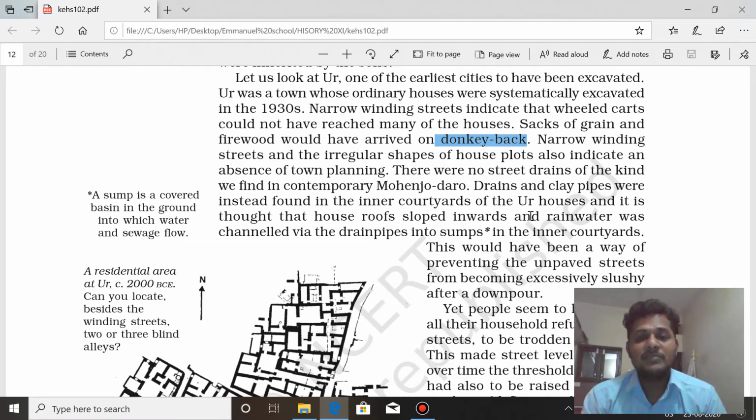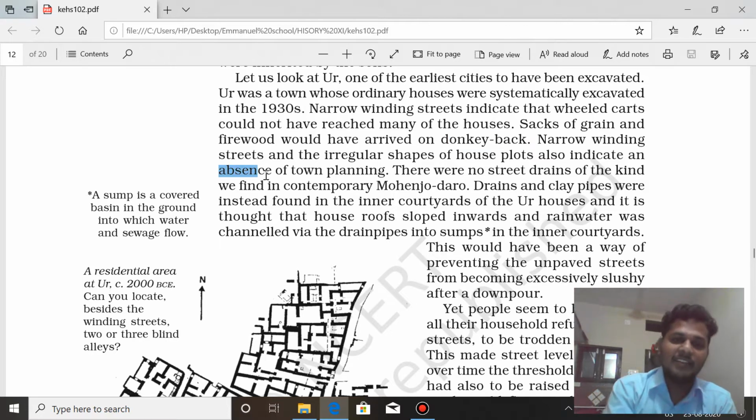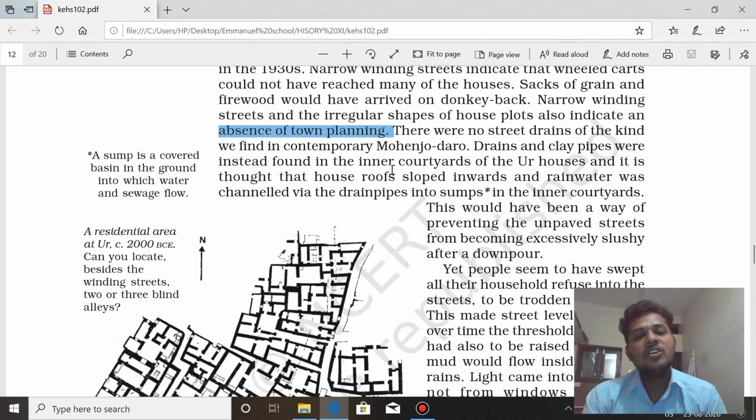This is the first point that you need to write in your answer. When you talk about this, narrow winding streets and irregular shapes of house plots also indicate absence of town planning. Yes, very important. There was an absence of town planning in Ur because of all these things, because the narrow winding streets and irregular shapes of houses were not constructed in a very systematic, clear line. So there were no street drains of the kind we find in Mohenjo-daro.